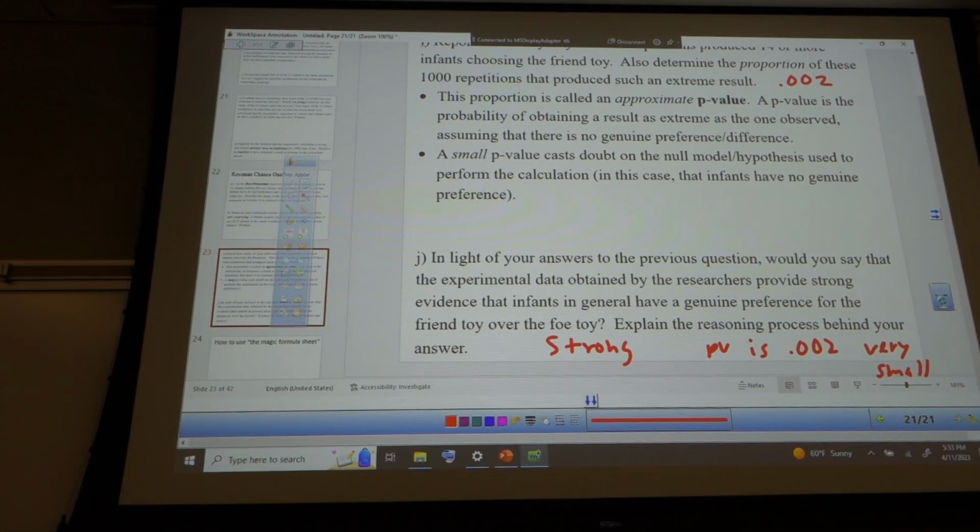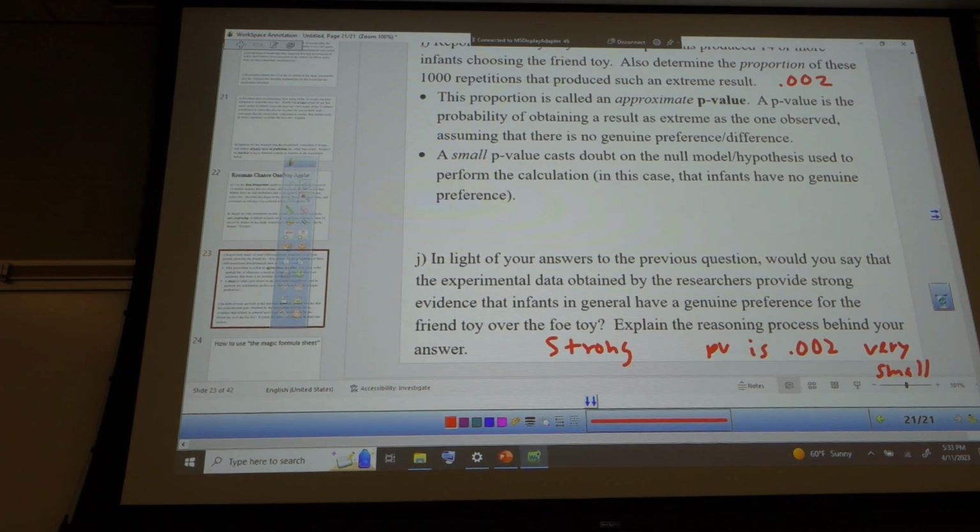All right, good. So we're going to just pass these around.